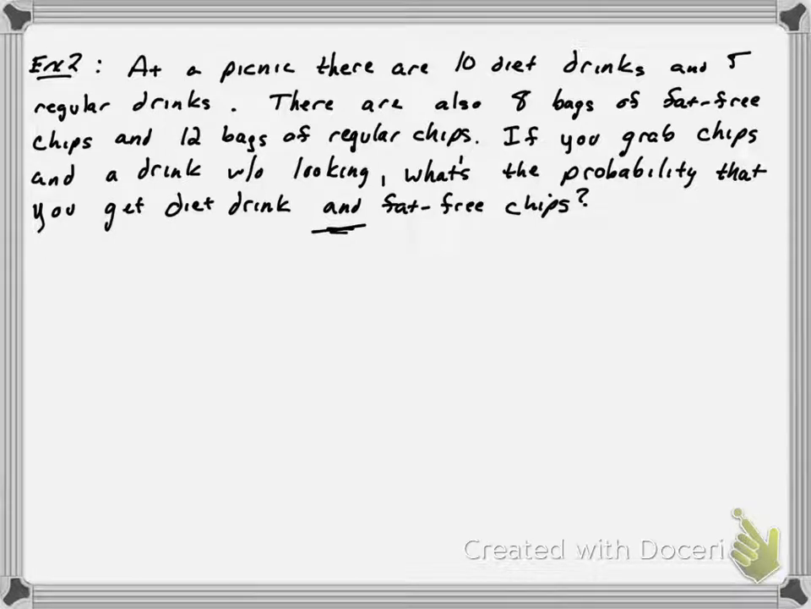Well, how many diet drinks are there? There are 10 diet drinks out of how many total? Well, it's 10 diet, 5 regular, so 15 total. Times fat-free chips, there's 8 of those, and 12 regular, so it's 8 out of 20. Multiply them together, and when you reduce, you end up with 4 over 15, which is about 26.7%.